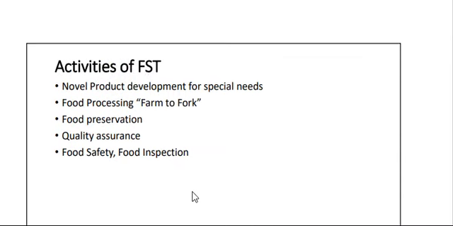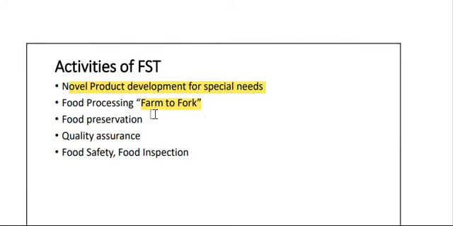So this is our second objective. What can a food technologist, a food scientist, do? Novel product development for special needs. Everyone knows very well that with the passage of time, the demands and needs of customers also vary. So to ensure this, food scientists and food technologists come up in the market with the development of new, novel, innovative products.